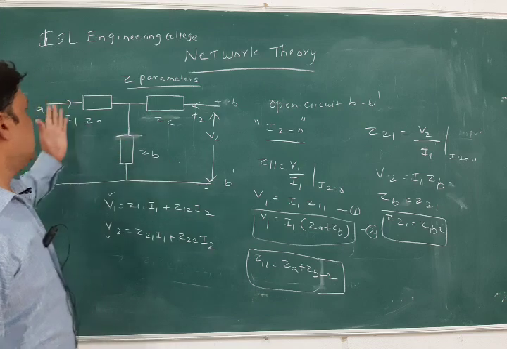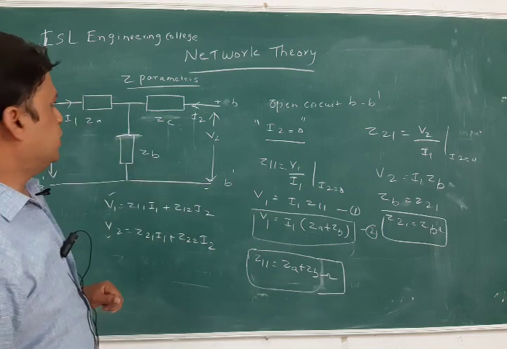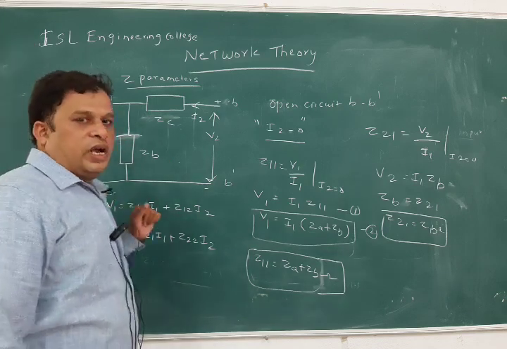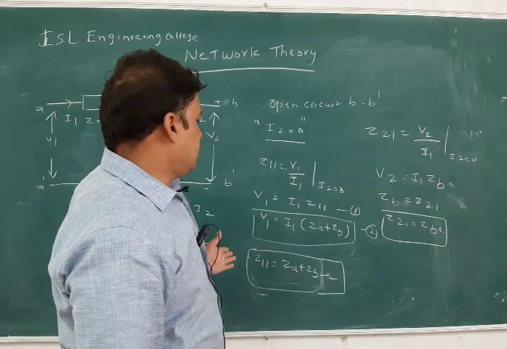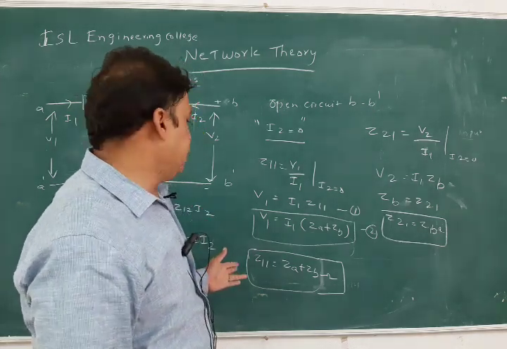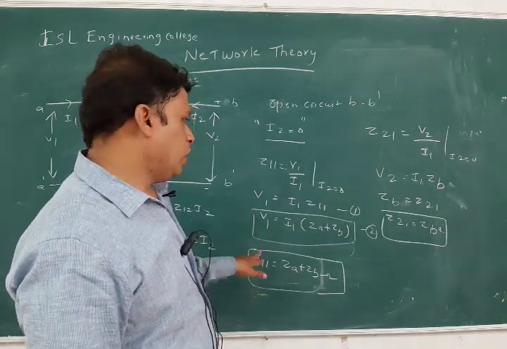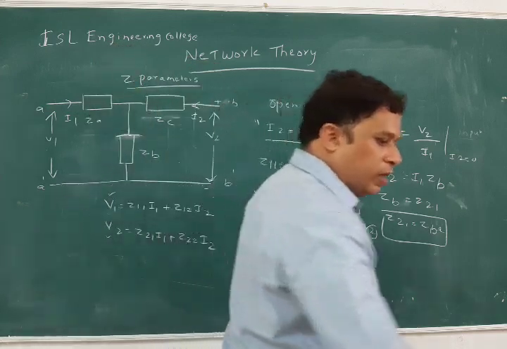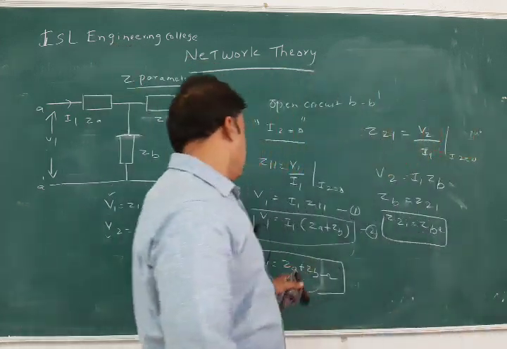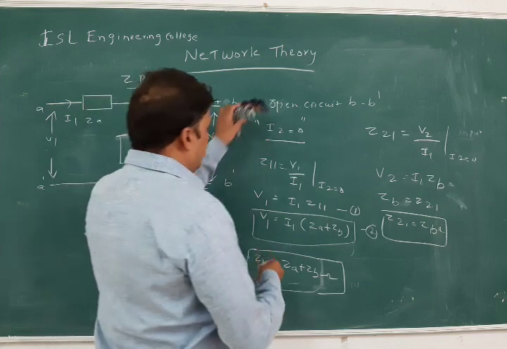Now we will come to this side. We open circuit this AA dash port and find the parameters for the remaining, that is Z22 and Z12. If it is clear to you, Z11 I will write down here.